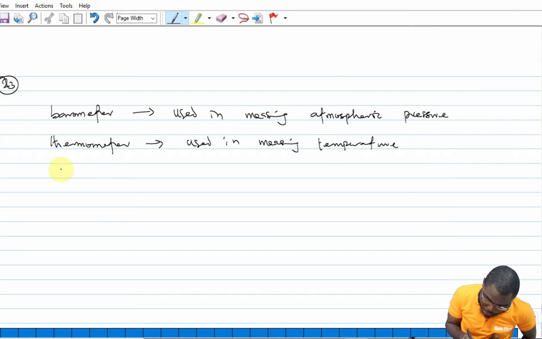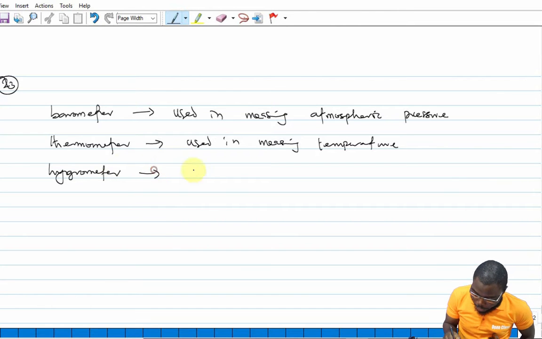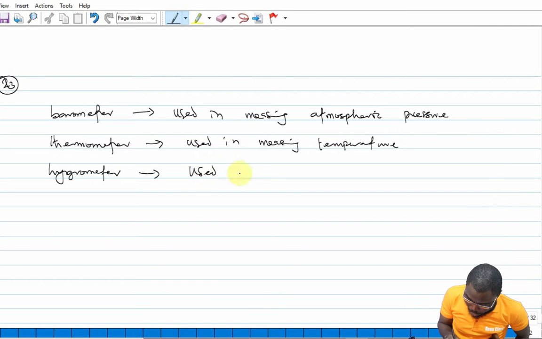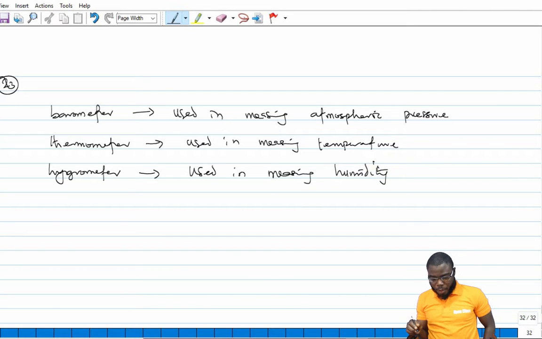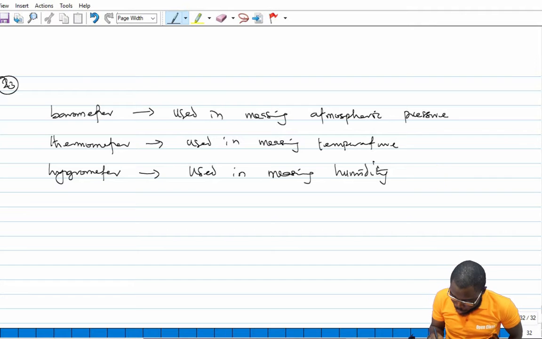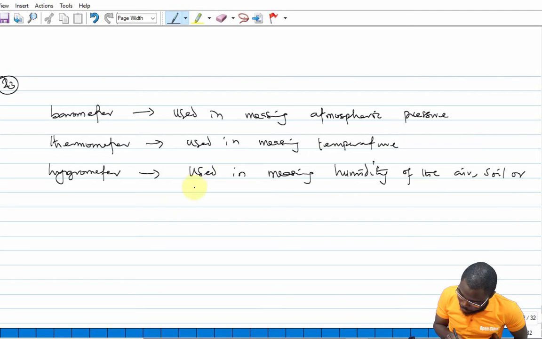The hygrometer is used in measuring the relative humidity of the air, maybe soil as well, or just a confined space.